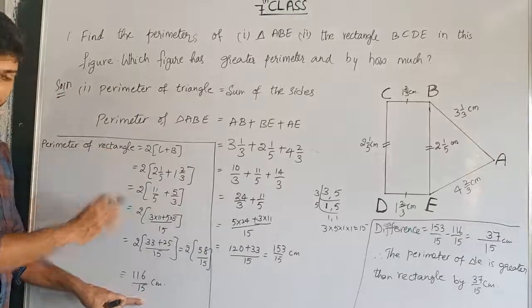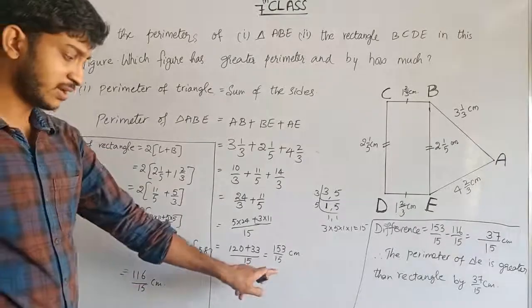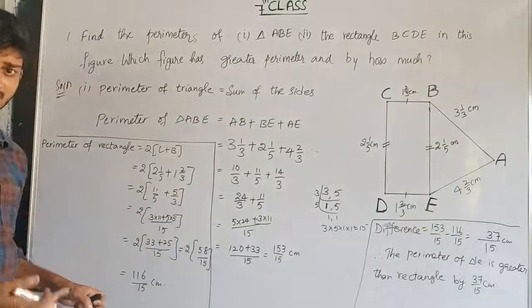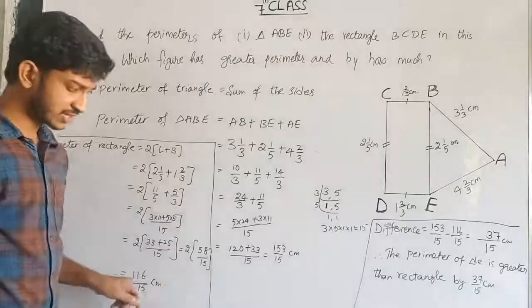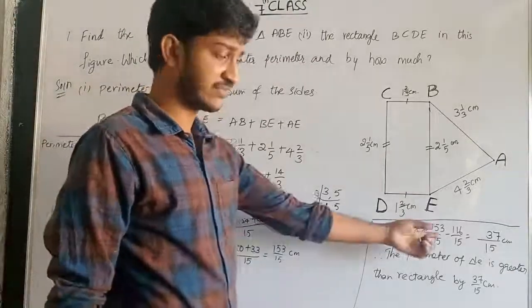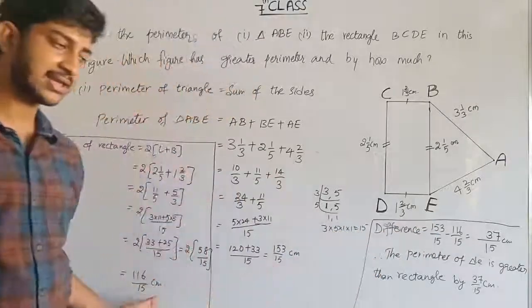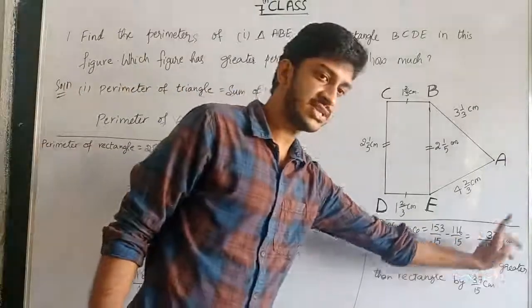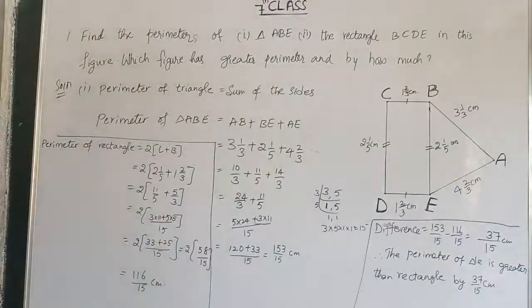Okay children, so here I found the perimeter of the triangle and the perimeter of the rectangle. By comparing these two, since the denominators are same, these two are like fractions, so I can compare numerators only. Which numerator is greater? This numerator is greater, that's why I am taking the difference, and I am writing the perimeter of the triangle is greater than the rectangle by 37 by 15 centimeters. Okay, copy down this problem.